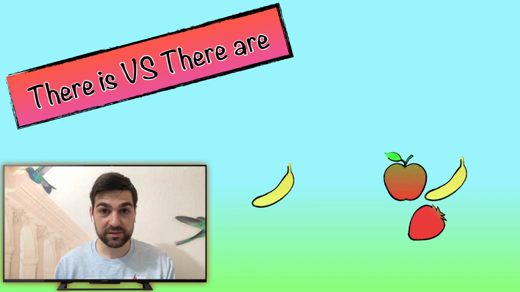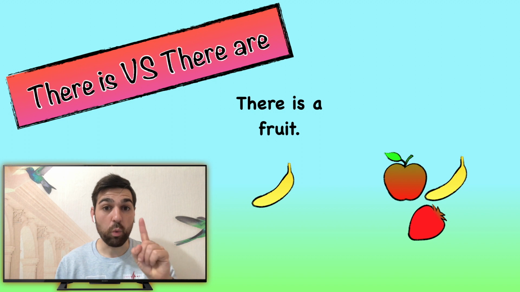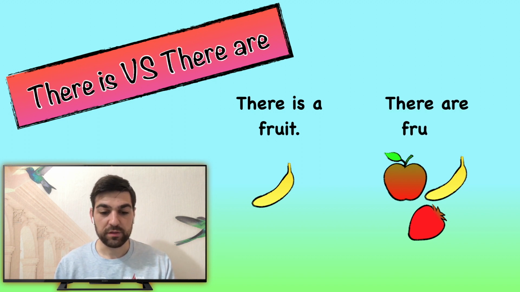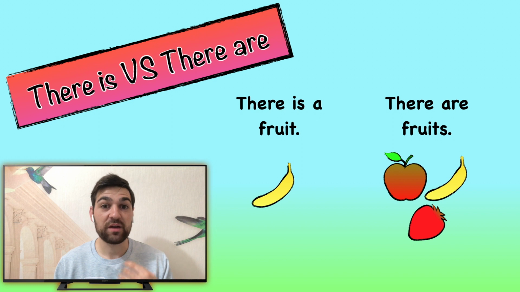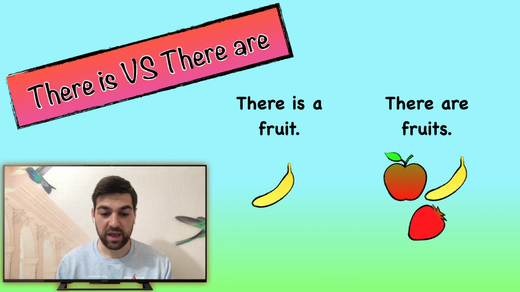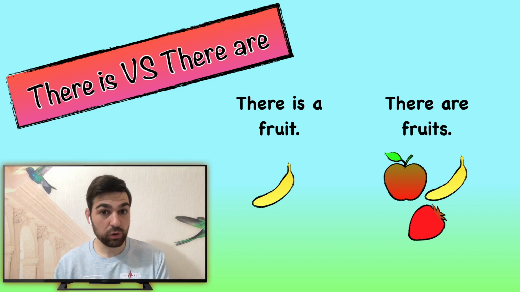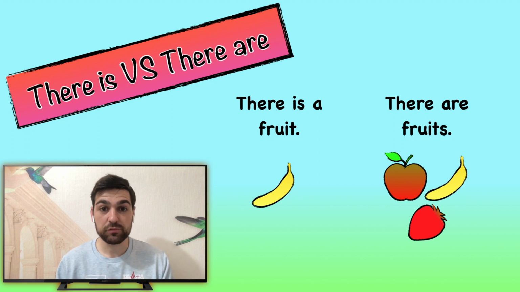Let's look at the last example. There we have 1 banana. So we say there is a fruit because it's only 1 fruit, a fruit. Then we say there are fruits when we have many fruits. In that case, we have 3 fruits. We have an apple, a banana, and a strawberry. So we have 3 fruits. There are fruits.